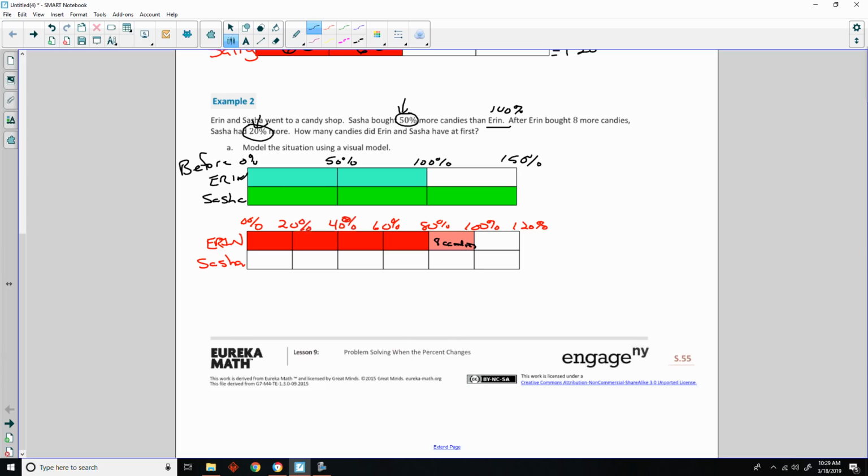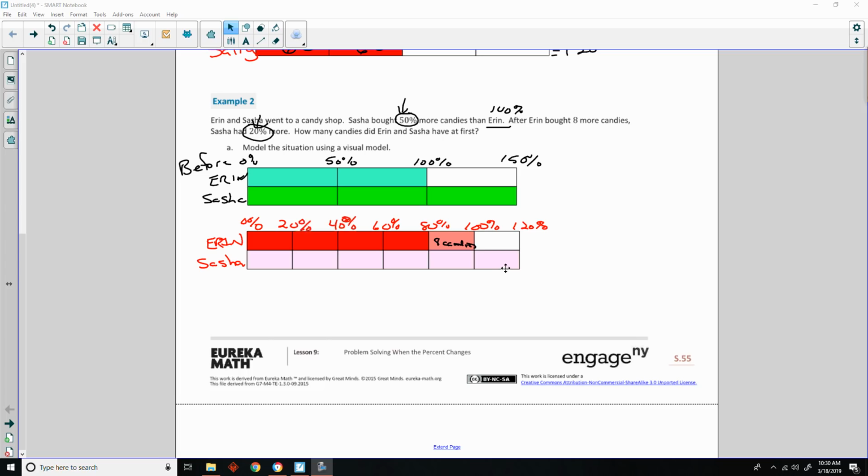Okay, so she now still has 100%. We're still representing Erin as being the 100%er. And she bought 8 more candies, so now she's still 100%, but now it's 8 more candies. And with those 8 more candies, Sasha has 20% more. So now Sasha, all of these are going to be shaded, so just to save time, I'll do it behind. Okay, so there's our visual model complete. So before Erin had 100%, Sasha had 150% because she had 50% more candy than Erin. Erin bought 8 more candies, so we're going to call that 100%. So Sasha now only has 20% more than her.